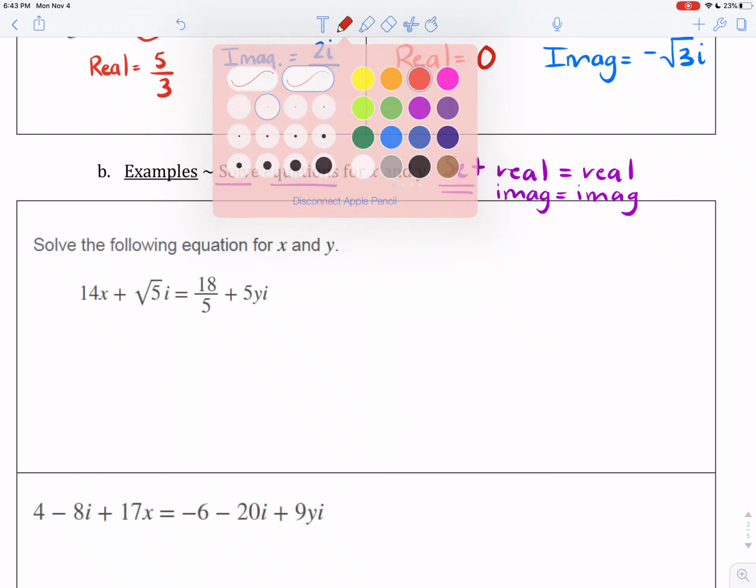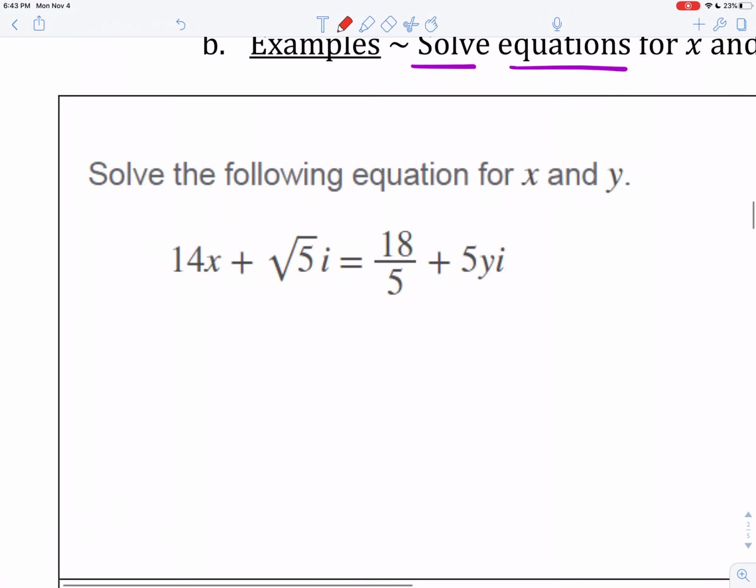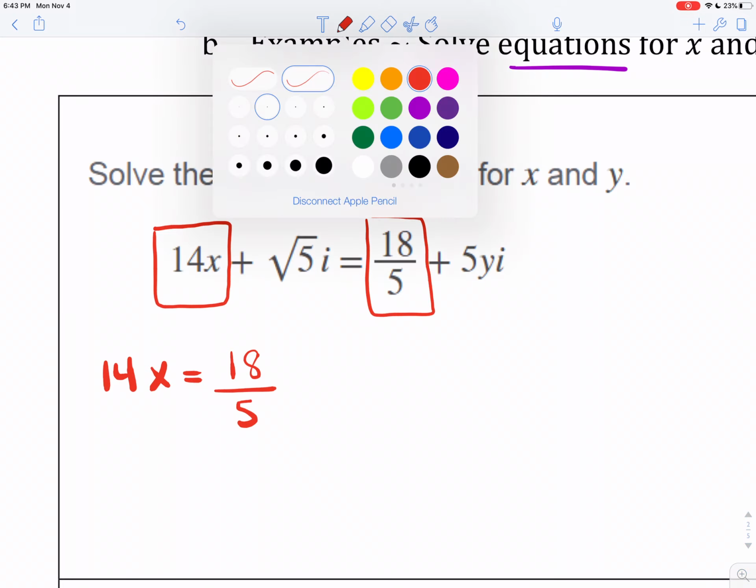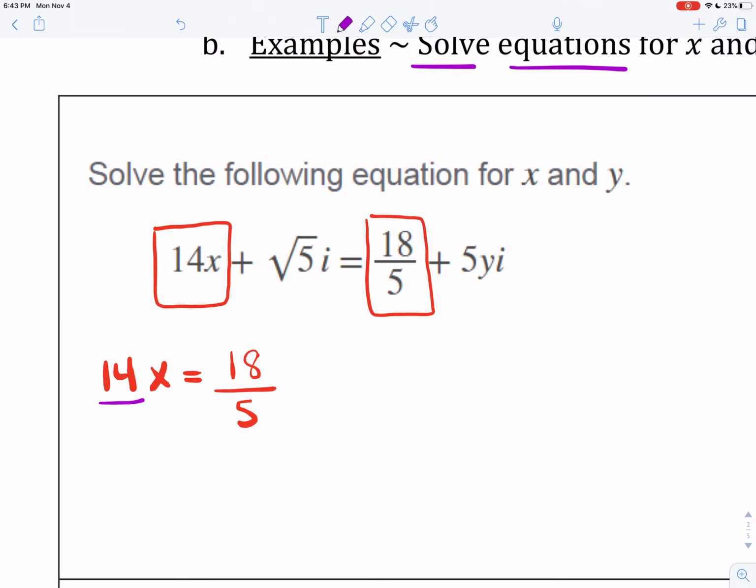In my first example here, the real parts of the complex numbers, those are the parts that do not contain the imaginary unit. So I've got a 14x, and I've got an 18 over 5. So the real parts must be equal to each other. If I set those two things equal to each other, I have a basic linear equation. If I want to solve for x, I would divide both sides by 14, which is the same thing as multiplying by the reciprocal.